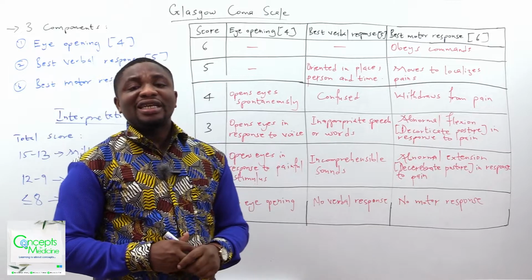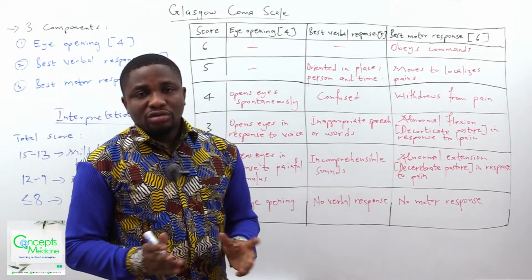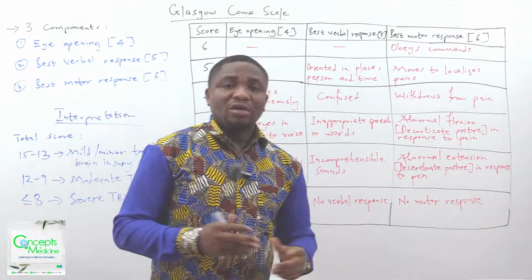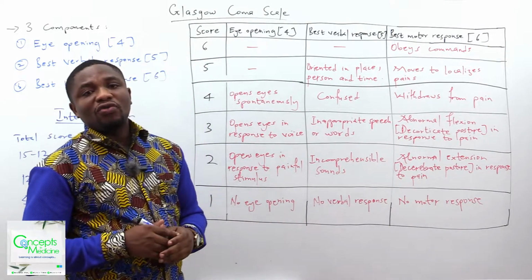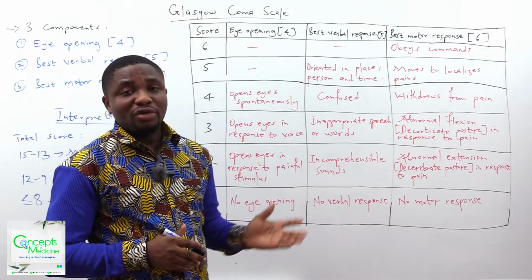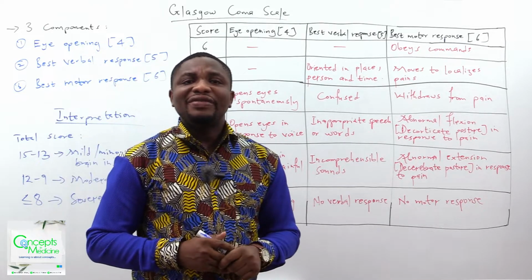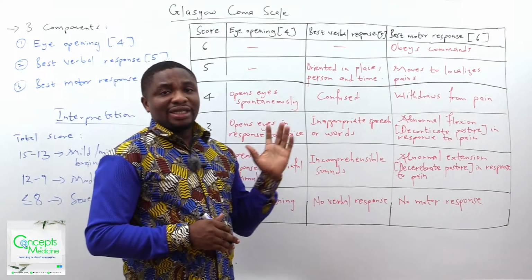And finally, if the patient does not open eyes at all in response to the painful stimulus, that would be no eye opening. And for that, you give a score of 1. For the Glasgow Coma Scale, for each component, the minimum score you can have is 1. Let's move ahead and look at the second component.